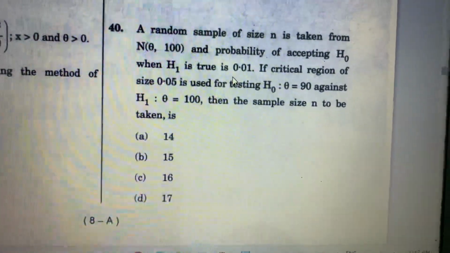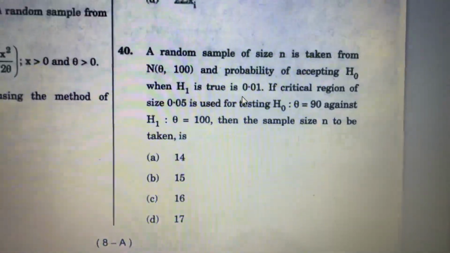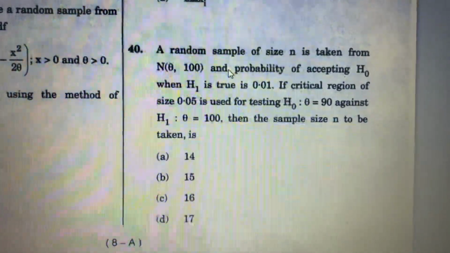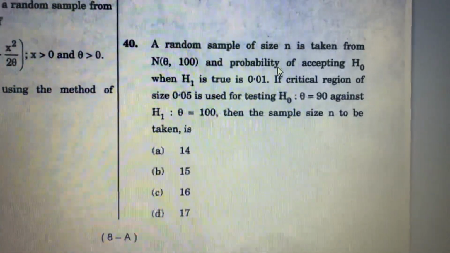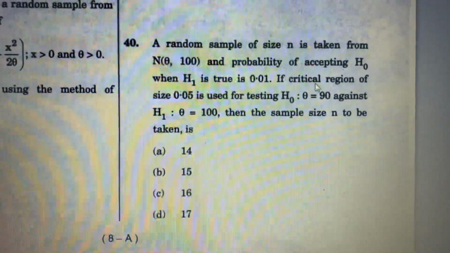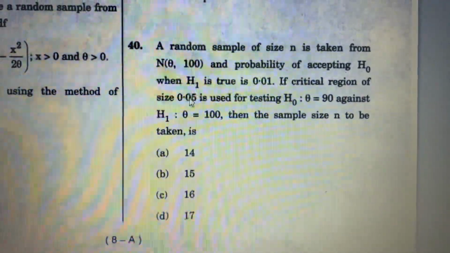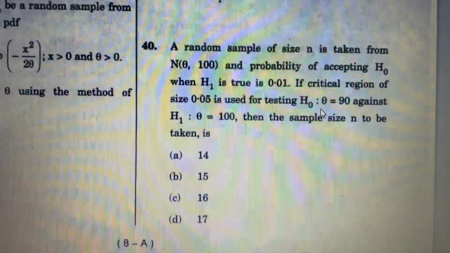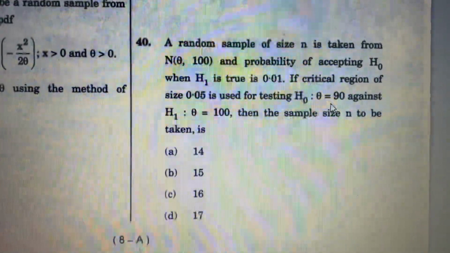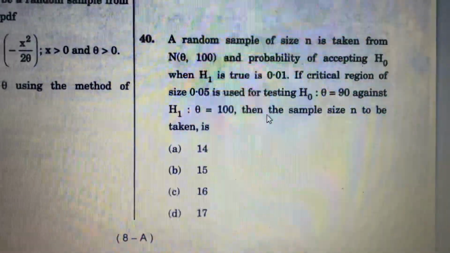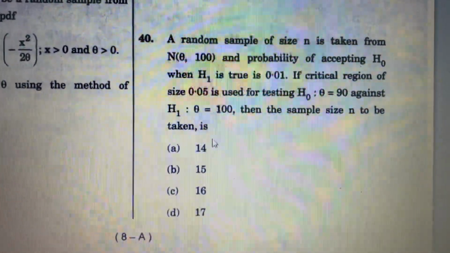Today we are solving ISS 2021 paper 2 question number 40. A random sample of size n is taken from a normal distribution with unknown mean theta and variance 100. The probability of accepting H0 when H1 is true is 0.01, which means the type 2 error, and the critical region of size 0.05, which means the type 1 error, is used for testing the null hypothesis theta equals 90 against H1: theta equals 100, which is simple versus simple. Then the sample size n to be taken is? So we need to determine the sample size.